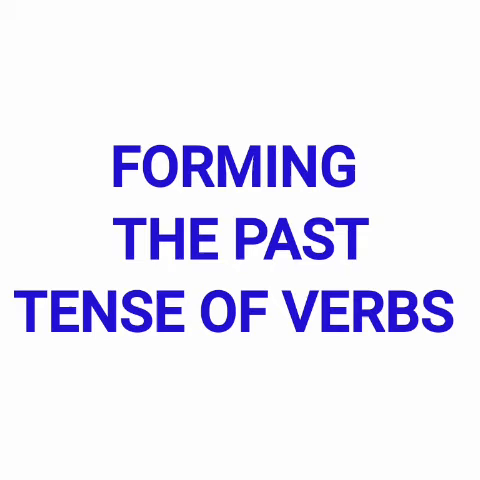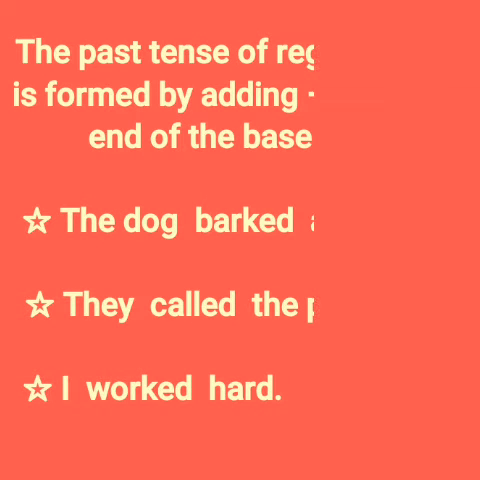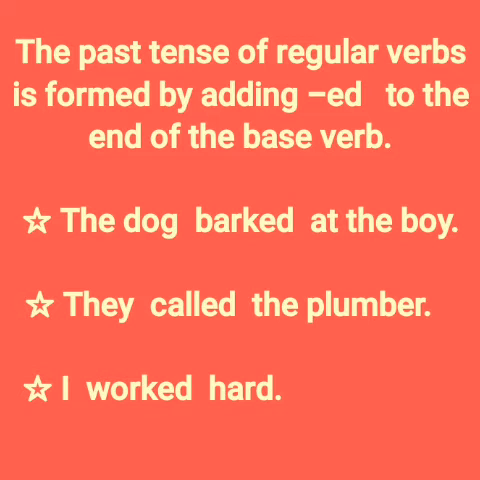Forming the past tense of verbs. The past tense of regular verbs is formed by adding ed to the end of the base verb. For example, the dog barked at the boy. The past tense of the verb barked is formed by adding ed to the verb bark.